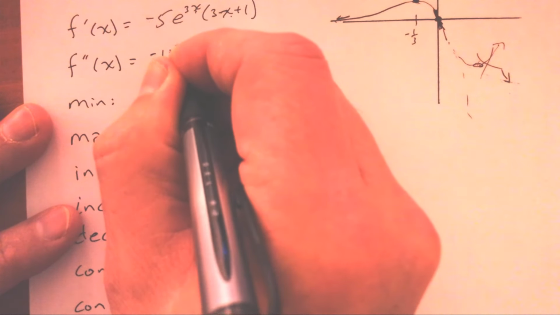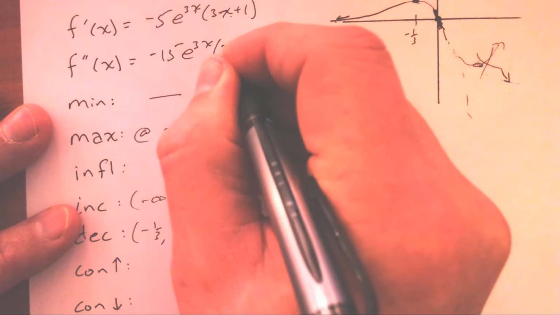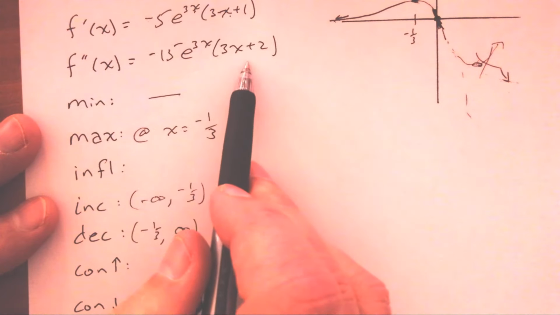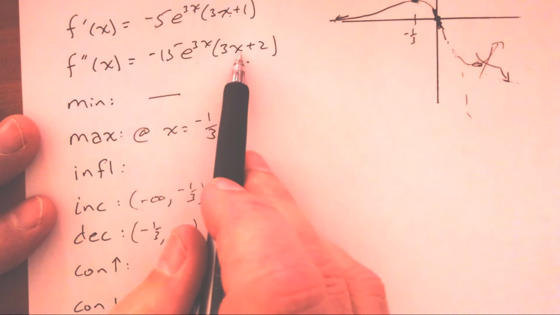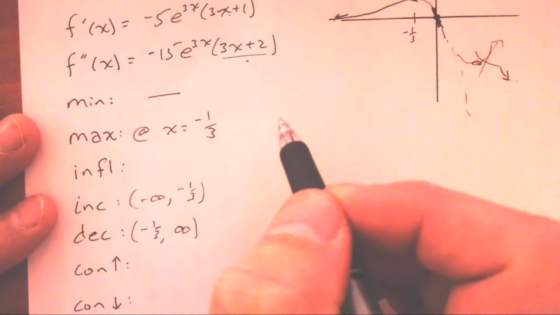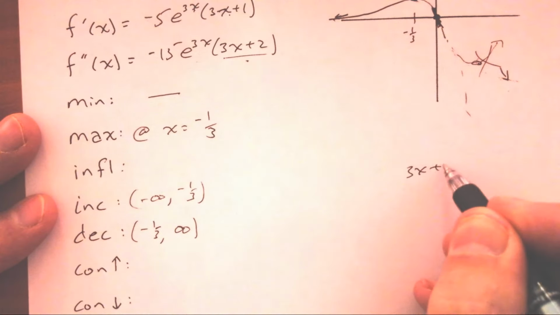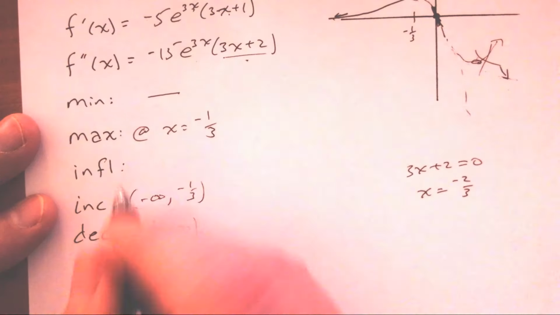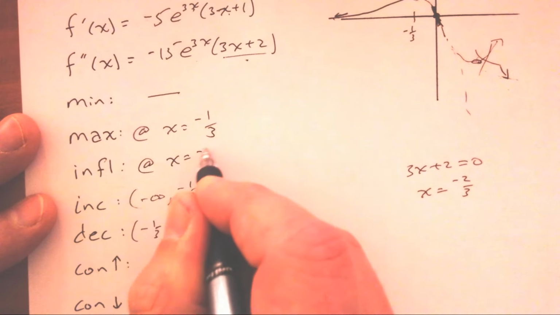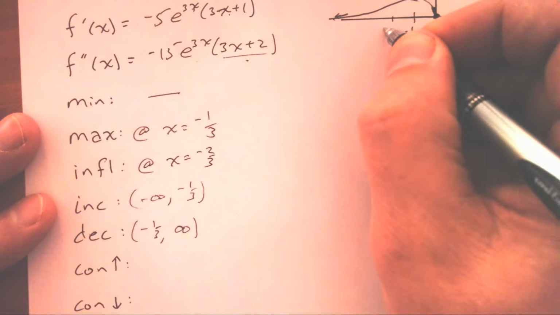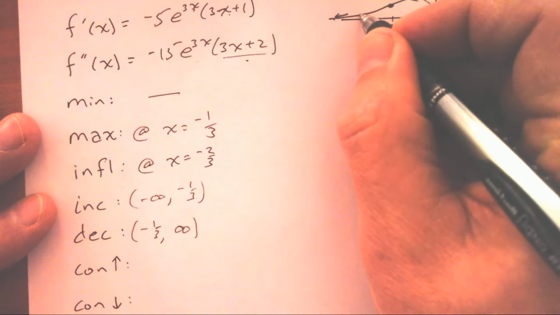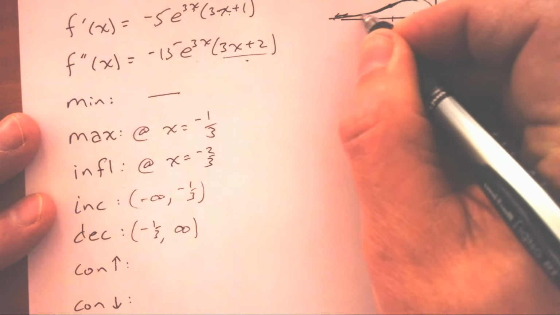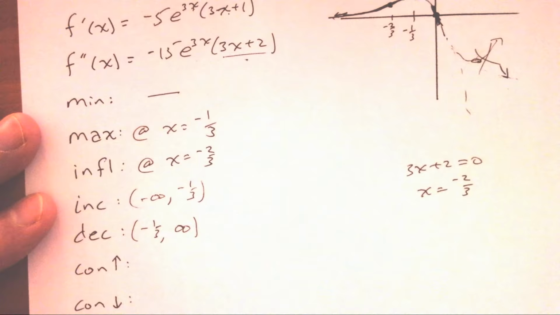Negative 15 e to the 3x times 3x plus 2. And if we get this in nice, clean, factored form, it's easy to tell. The only way we can get 0 is if 3x plus 2 equals 0. 3x plus 2 equals 0 when x equals negative 2/3. So we have an inflection point at x equals negative 2/3. So at negative 2/3 over here, that is where we go from cupping up to cupping down. Try to kind of accentuate that.